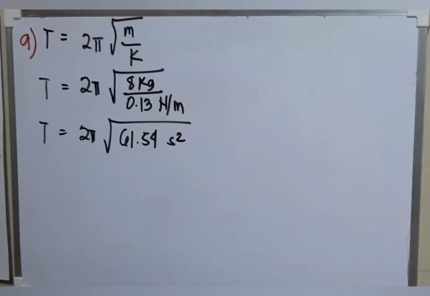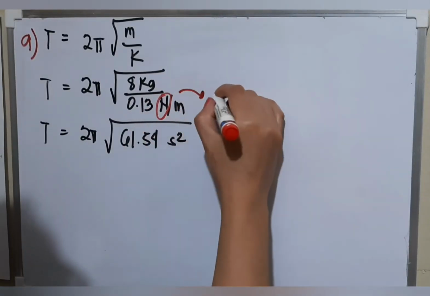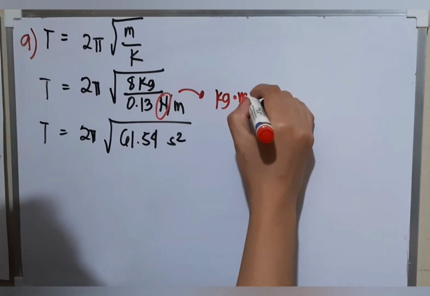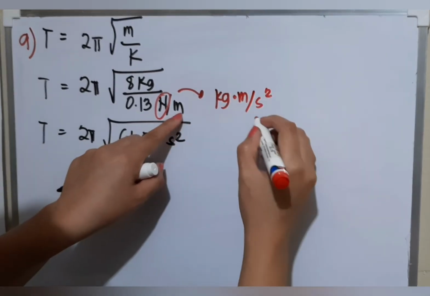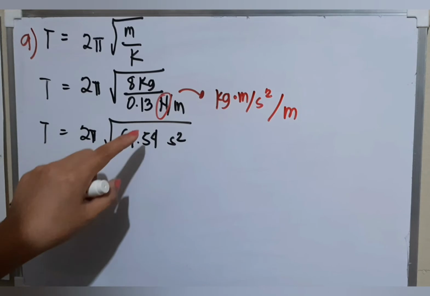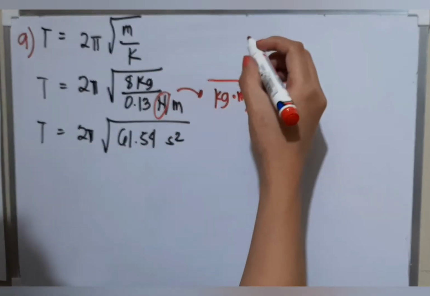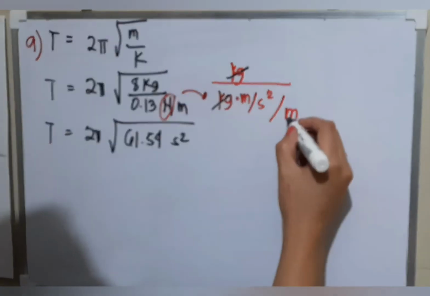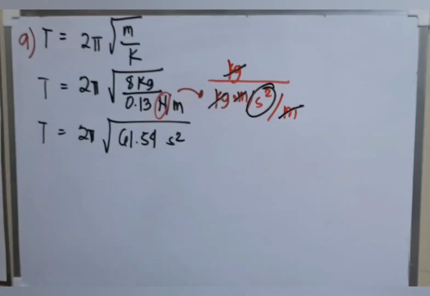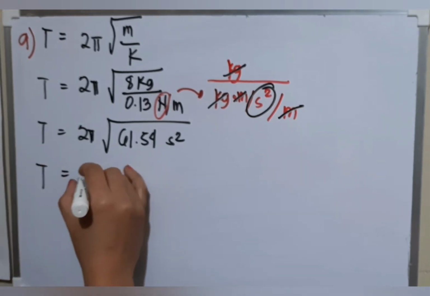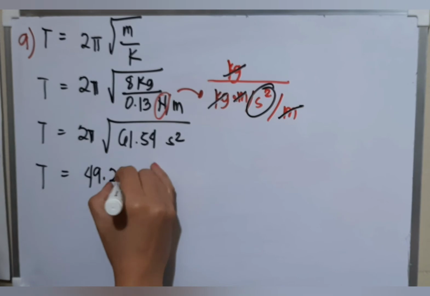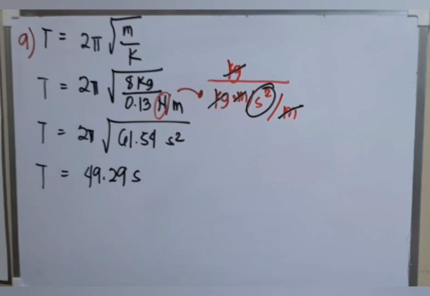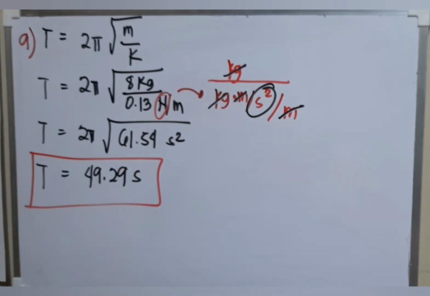How did I get seconds squared here? Remember that Newton is also the same as kilograms times meter per second squared, all over M. And we have kilograms on the numerator. Therefore, when we cancel the units, kilograms and meters, we have seconds squared left. Okay, let's continue. Period now is equal to 49.29 seconds. That is the value of our period.